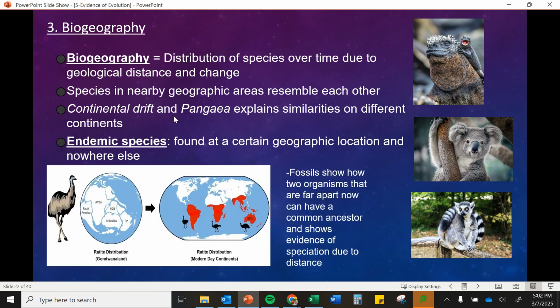Biogeography is also shown with our large birds. We have similar birds, the rhea, the ostrich, and the emu, all being found in the southern hemisphere, but on different continents. They all have very similar features, and it's thought that they shared a common ancestor in the past when those continents were much closer together, before Pangea and continental drift occurred, making them spread out and have their own different areas.